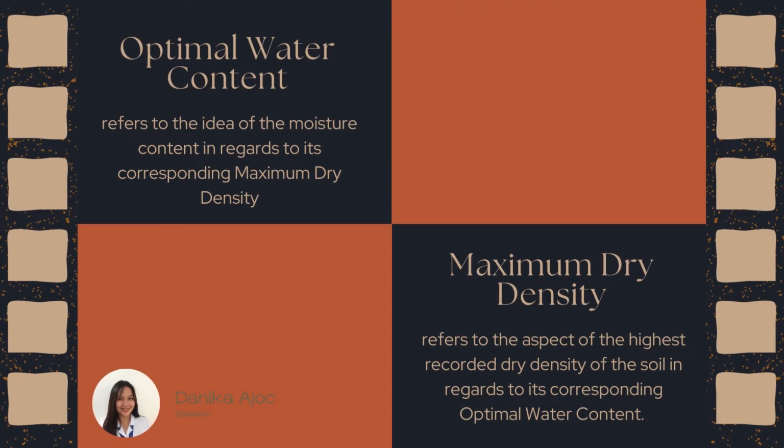The optimal water content of the soil simply refers to the moisture content in regard to its corresponding maximum dry density, whereas the maximum dry density refers to the highest recorded dry density of the soil in regard to its corresponding optimal water content.